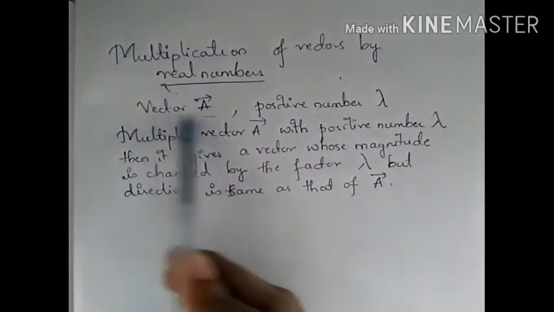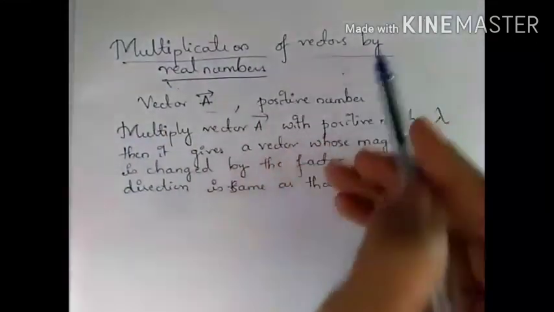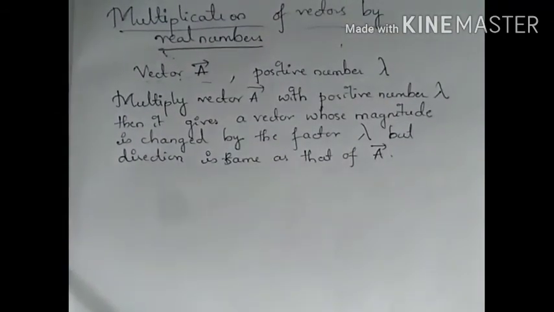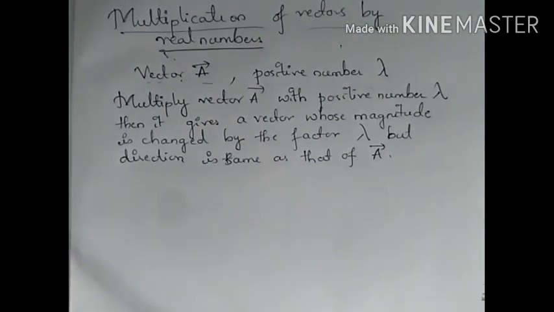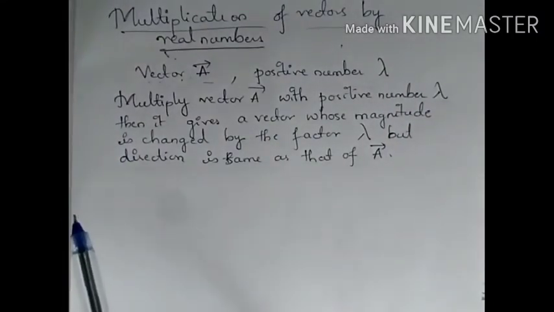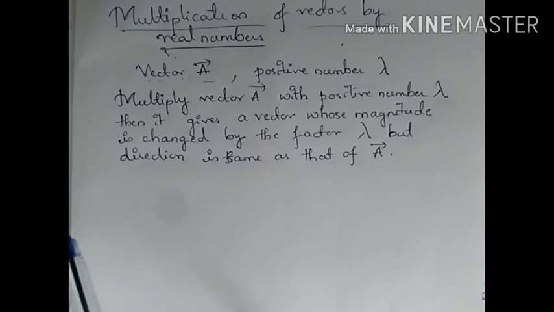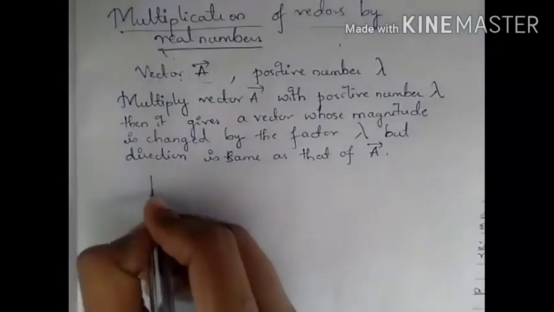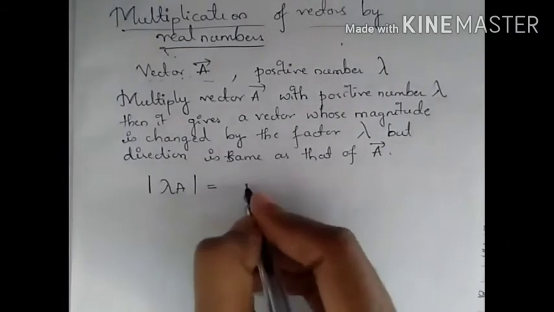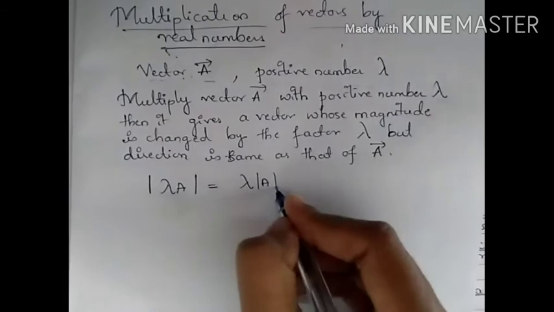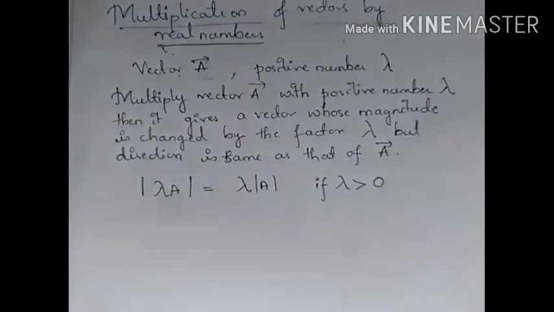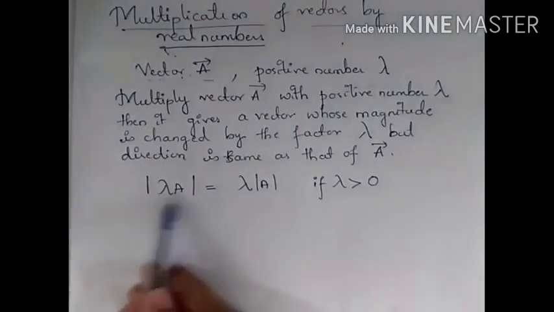So now here you have a vector A and a positive real number. If you multiply this vector with a positive number lambda, then you will get a vector whose magnitude will increase by the lambda factor, but the direction of this vector A remains same. So this can be written as lambda A, if lambda is greater than 0.